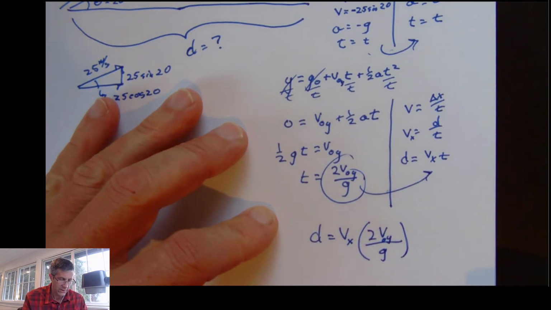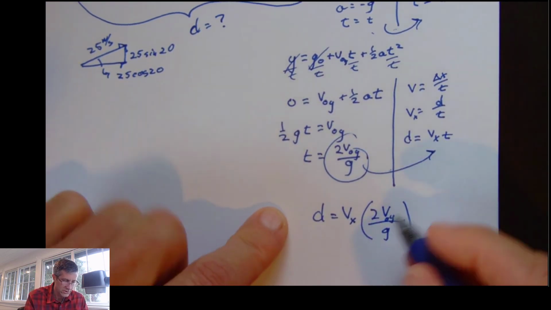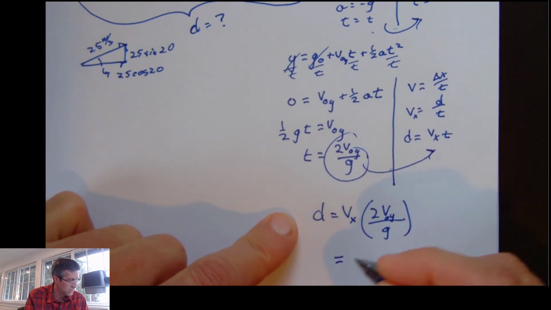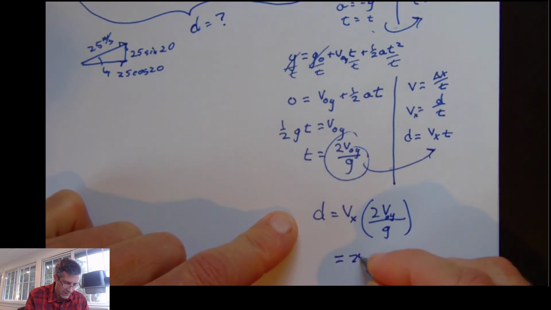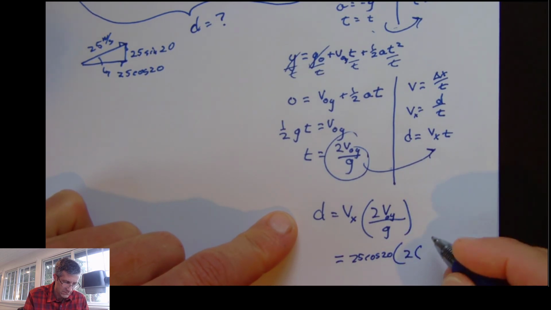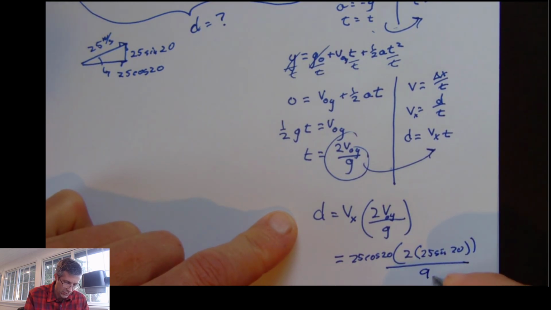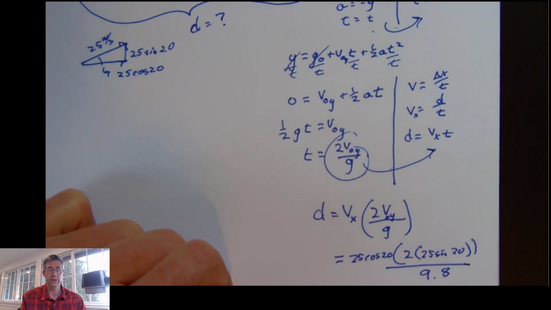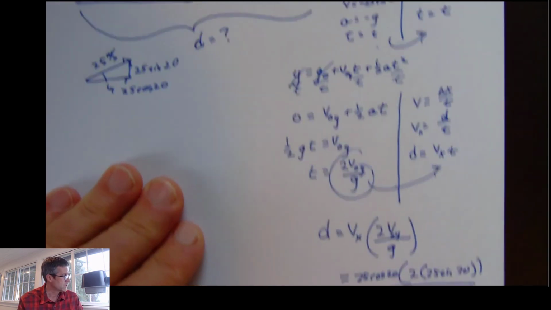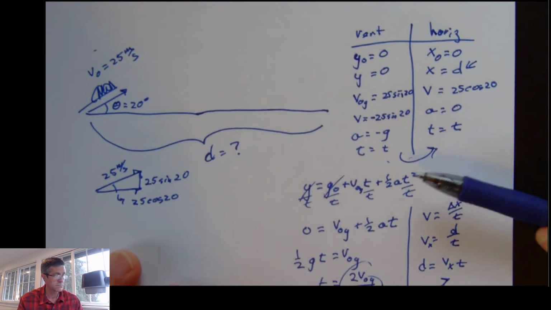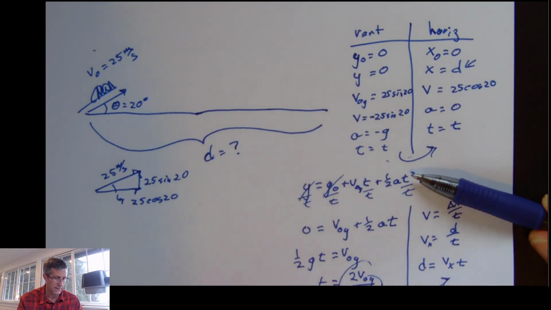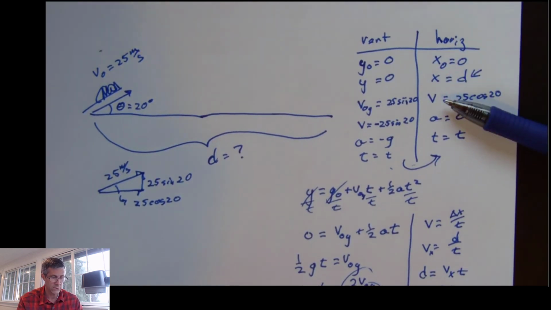And now I can get to the point where I just plug in numbers. So I know velocity in my x direction is going to be 25 cosine 20. Velocity in my y direction is going to be 25 sine 20. And g is going to be 9.8. And I'll trust you can plug it into a calculator and get an answer from there. So that's the idea, right? I'm using the same kinematics equations that we've been using, and I'm just being really careful about how I lay it out so it makes sense.